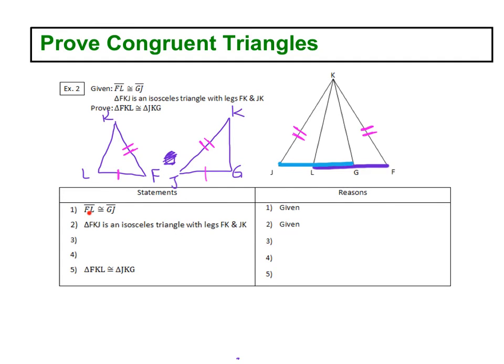So our statements: FL is congruent to GJ is given. And then we've got our isosceles triangle, that's given. So what did we do after learning that we had an isosceles triangle? That's when we marked these congruent sides right there. So we can go ahead and write that out next, that we have FK is congruent to JK. And how did we know that? That's just your definition of isosceles triangle.